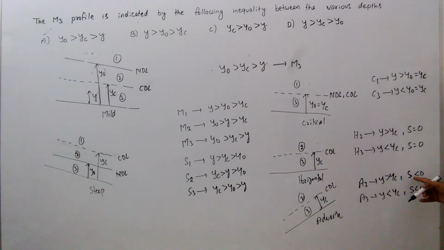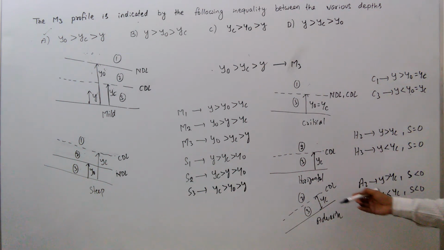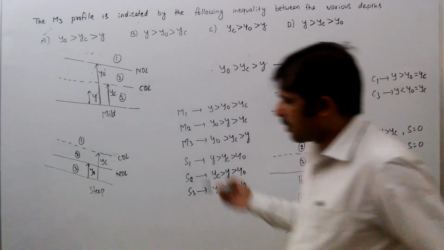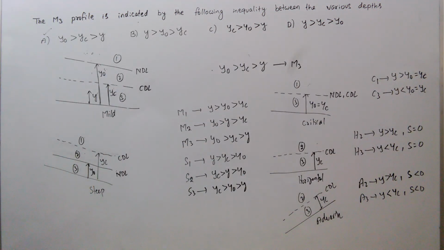For adverse slopes, S is less than 0. Two adverse slopes are there, A2 and A3. For A2, Y is greater than YC, and for A3, Y is less than YC. So all these 12 conditions can be remembered very easily by drawing NDL and CDL lines.